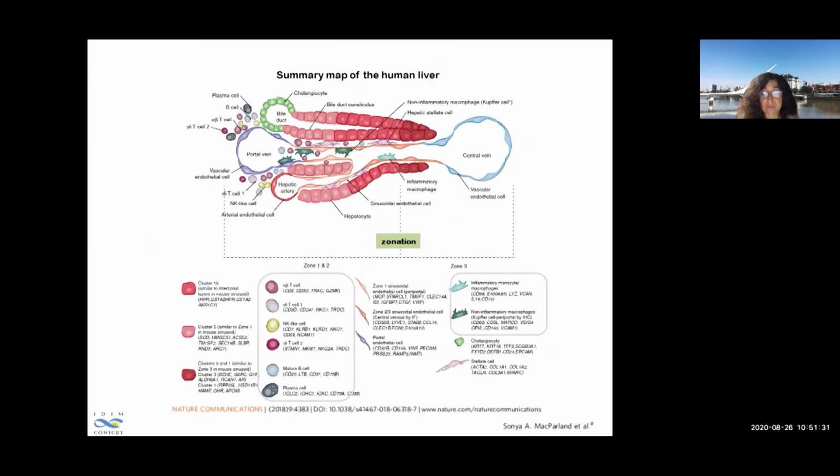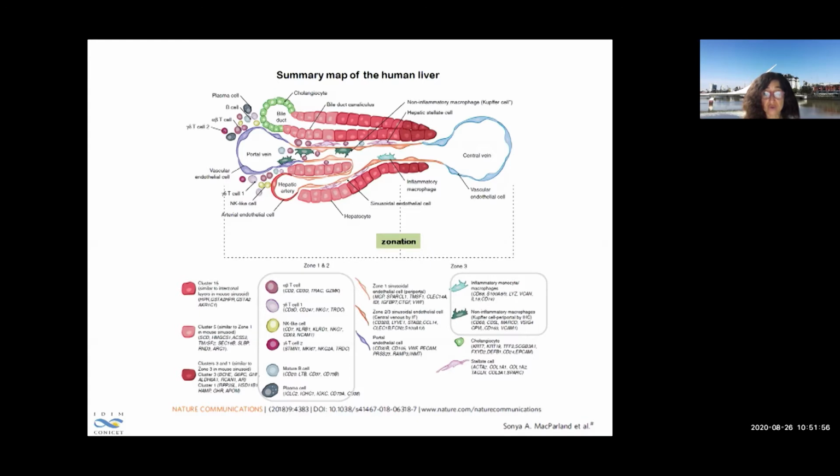The summary map of human liver from the work of Sonia McParland shows again zonation in the hepatic acinus. Within the acinus are hepatocytes, you can see those in red, and non-parenchymal cells, for example, cholangiocytes in green, endothelial cells, Kupffer cells, hepatic stellate cells, and liver-resident and infiltrated lymphocytes.